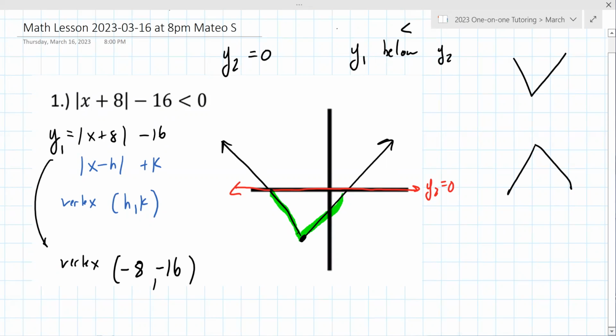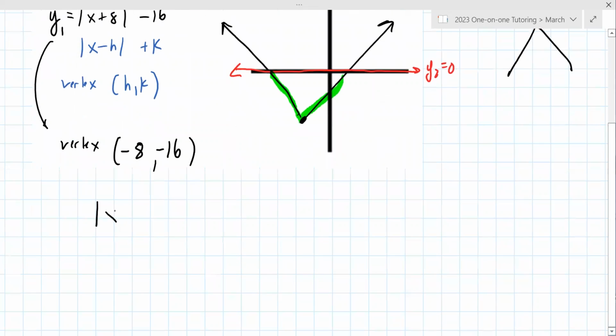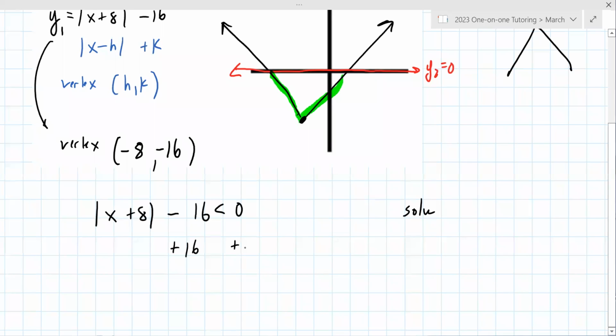To do part C, you actually do have to solve the absolute value equation, which is maybe what we should have done from the beginning. You have to write |x + 8| - 16 < 0, and you have to solve this using the algebraic methods that we've talked about. Your goal here is to isolate the x + 8, so you're going to move that minus 16 over, by adding it.